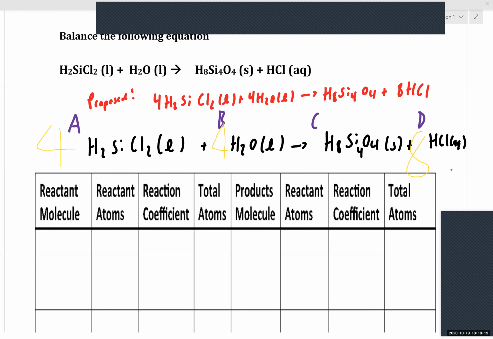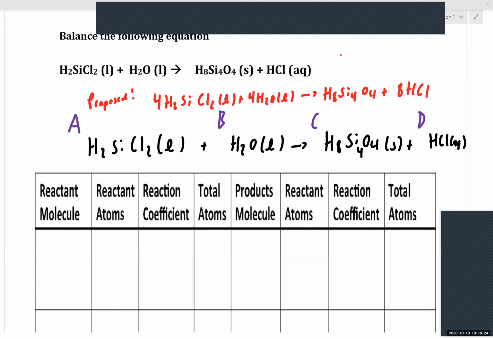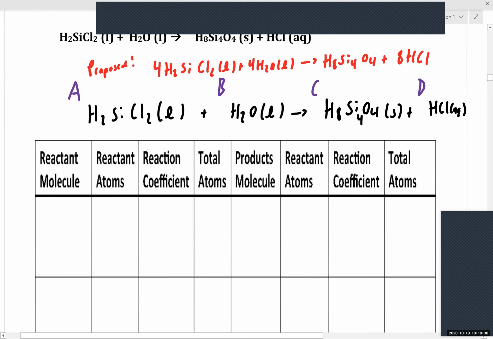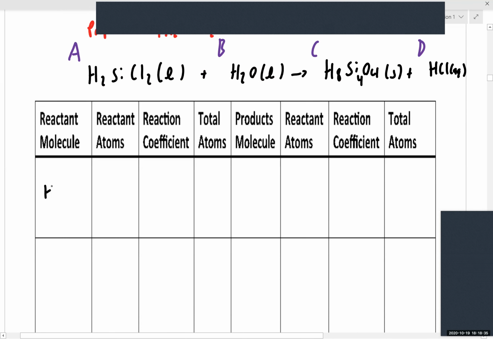Okay. Perfect. So allow me a moment to clear the annotations and let's now discuss this example. Okay, so first things first, in the table method, we write out each of our reactants and products. So I have H2SiCl2 and H2O. On the product side, I have H8SiO4 and hydrochloric acid. Okay, now we count our atoms.